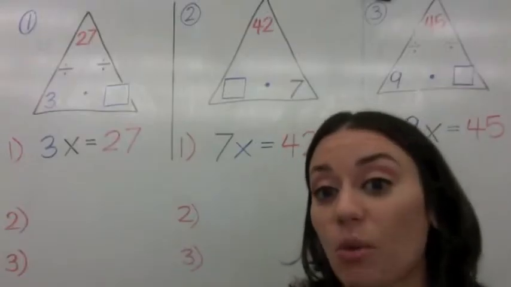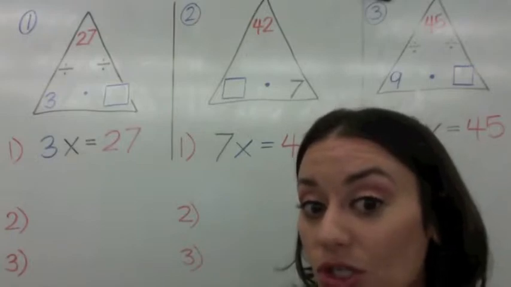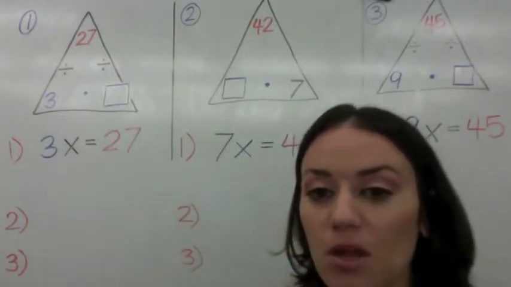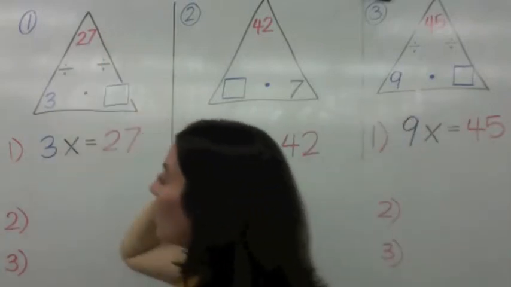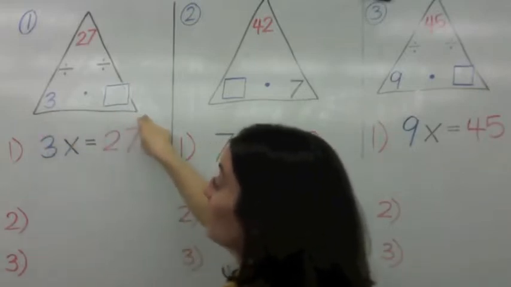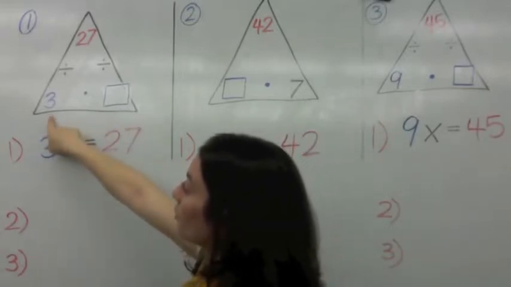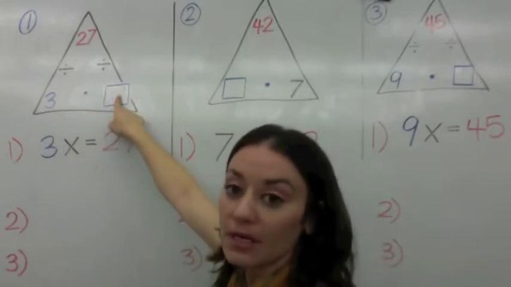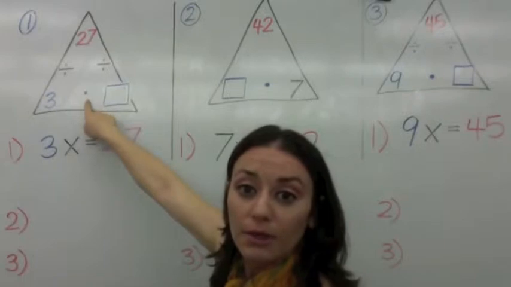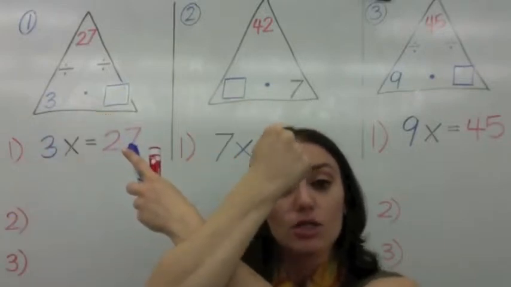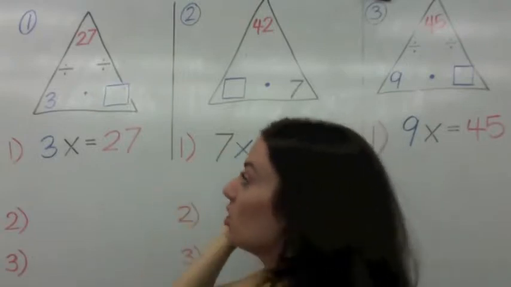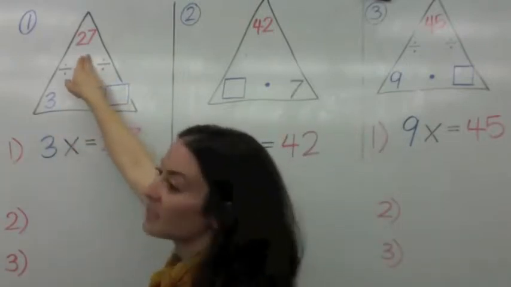So let's use what we know about different symbols to solve for unknown numbers or variables, okay? So we have the triangle that we saw yesterday, and remember, at the bottom of the triangle is a multiplication table. This is saying 3 times some number equals 27, okay? Now, in the middle, what do you notice that's different? Is there an X anymore? No, there's a different symbol. What is it? It's a dot. So it's saying 3 times a number equals 27.